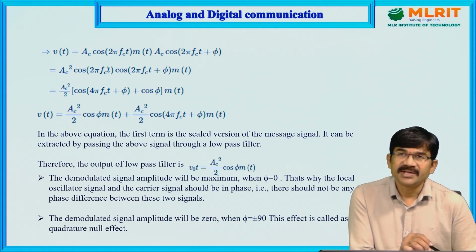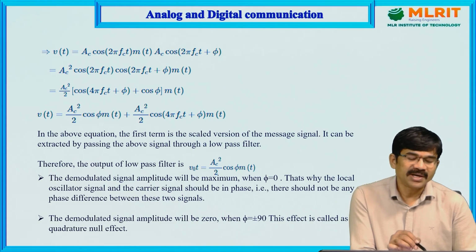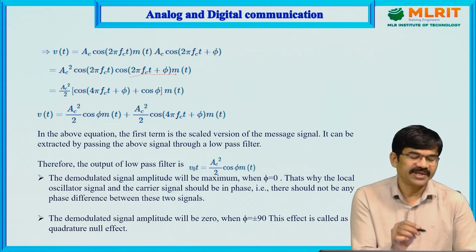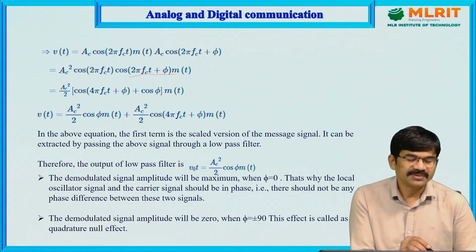S of t. What is the S of t? S of t is AC cos 2 pi fct into m of t, multiplied with AC cos 2 pi fct plus phi, the local oscillator which is generating the carrier signal. So now if you are multiplying AC square cos 2 pi fct plus phi into m of t, we are getting the following.